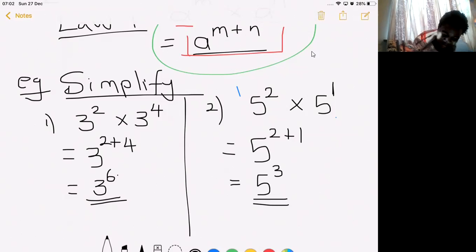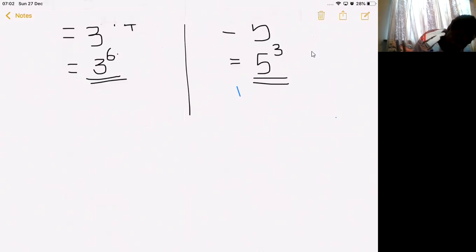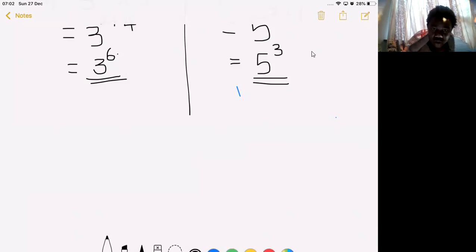Then number 3, example number 3. The screen is slow to respond. I'm waiting for the screen. My board is not showing. Okay, let me pause, then I'll come back.